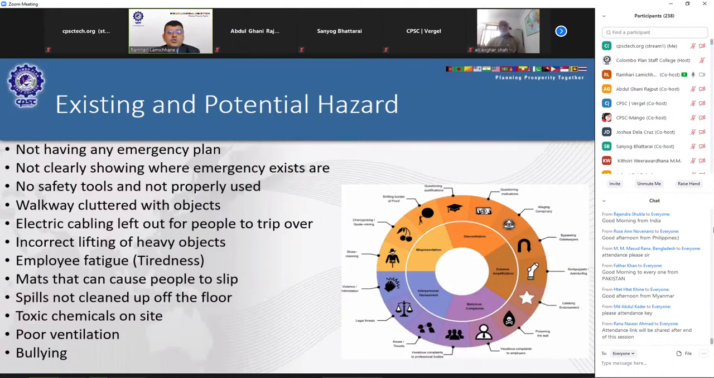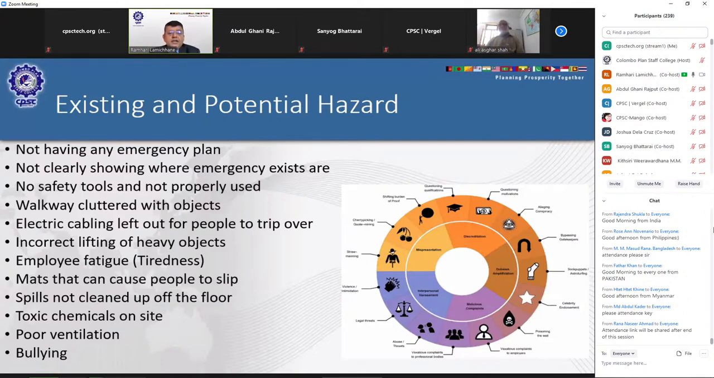And not clearly showing where the emergency exits are. If the institutions are not properly placing the emergency exits, that's why we have to show the proper exit plan. If something happens, how to go outside, like exit doors, exit places, and where to gather. These are the many things we have to do. Because of that, the hazards take place.